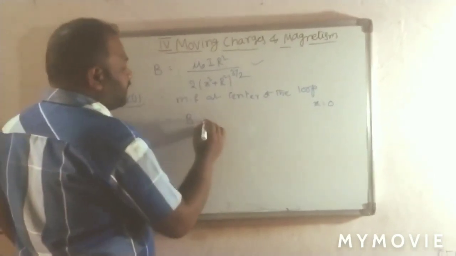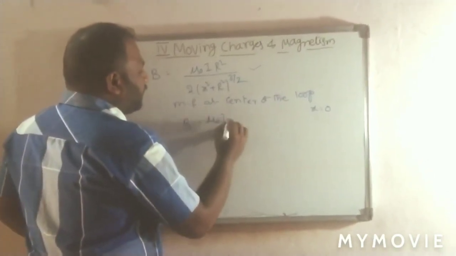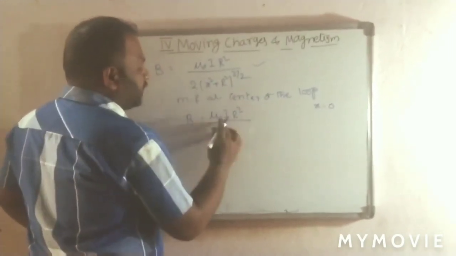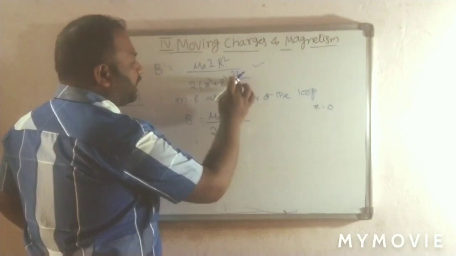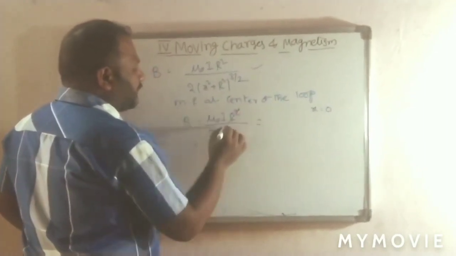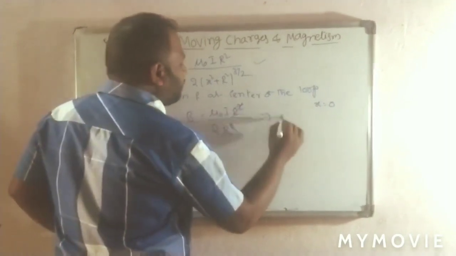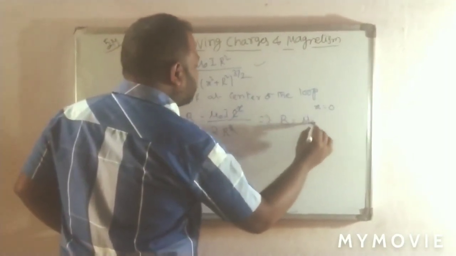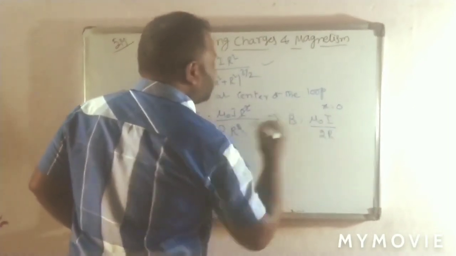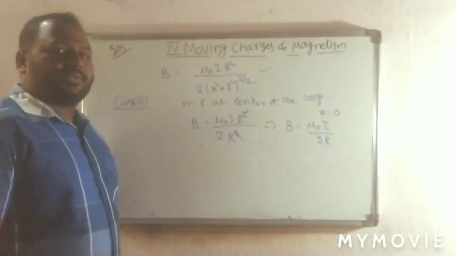That is, B is equal to mu naught I into r square by 2 into, with x equal to 0, r square whole power 3 by 2. The 2 cancels, it is written as r cube, and the squares cancel. So the magnetic field at the center of the circular loop is mu naught I by 2r. This is the magnetic field at the center of the loop.